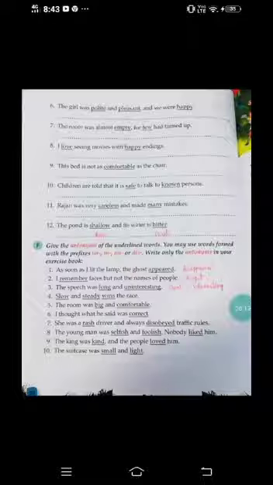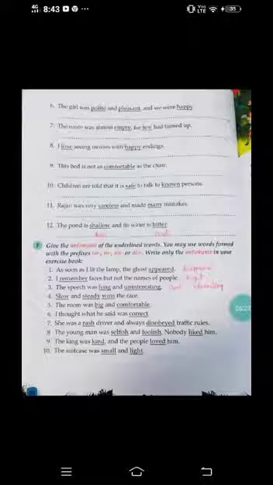As soon as I lit the lamp, the ghost appeared. So what is the antonym of appeared? Disappeared. I remember faces but not the names of people. For remember, you need to write the antonym. Remember, forget. The speech was long and uninteresting.